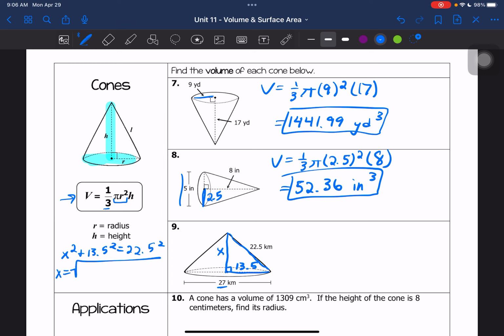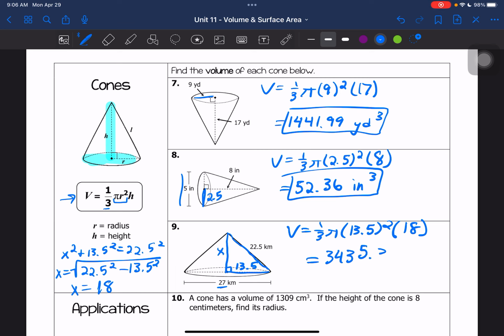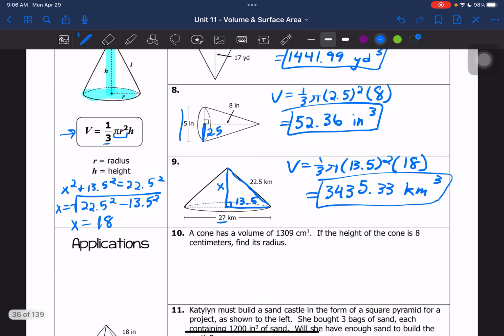And then we can solve this using the shortcut method. So square root of 22.5 squared minus 13.5 squared. And x is equal to whatever the square root of 22.5 squared minus 13.5 squared is, which would be 18. So the height of the cone is 18. So let's say 1/3 times pi times 13.5 squared times 18. And you could type all that in one line, and it would give you your volume, which is 3,435.33 kilometers cubed. So this is our answer.